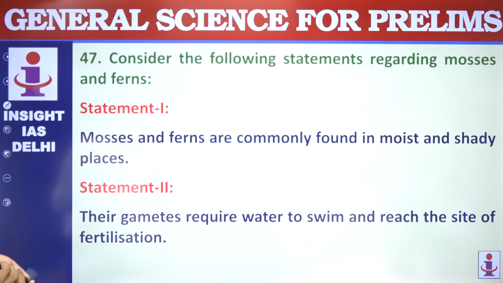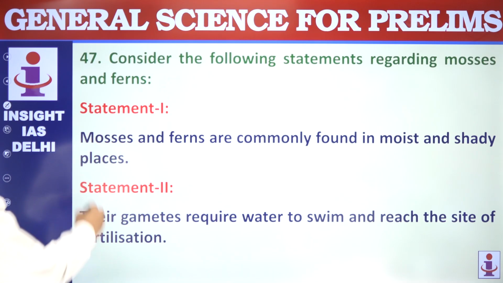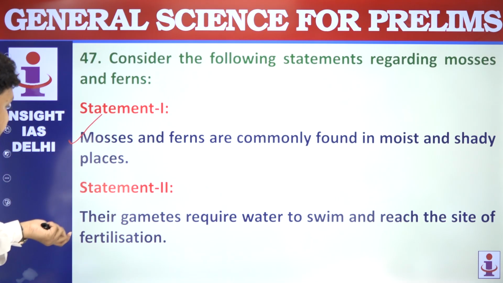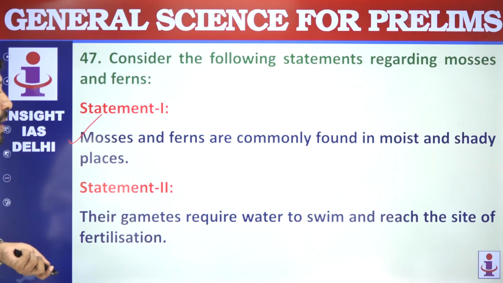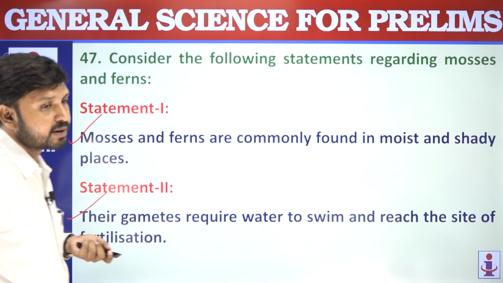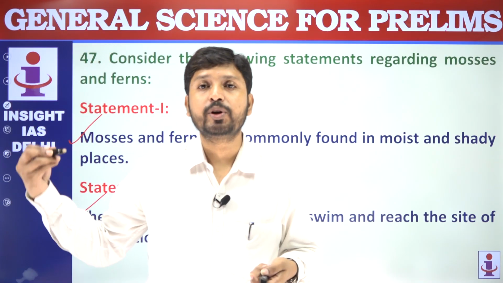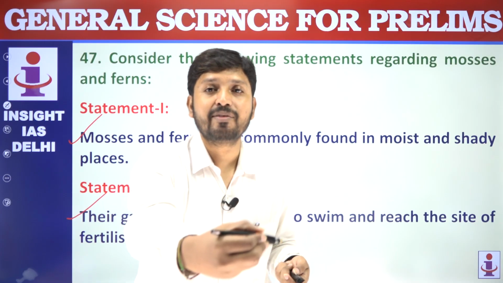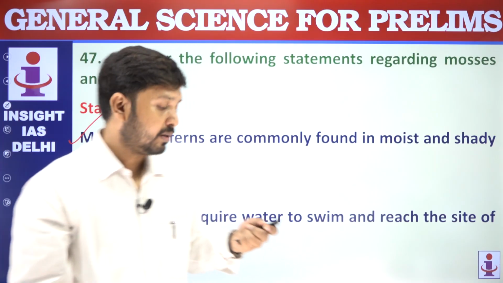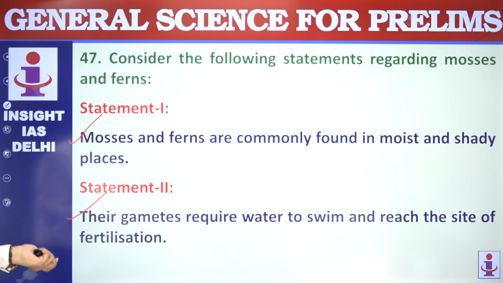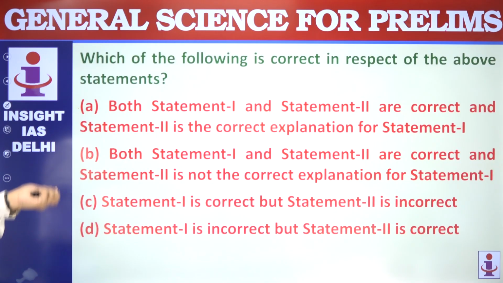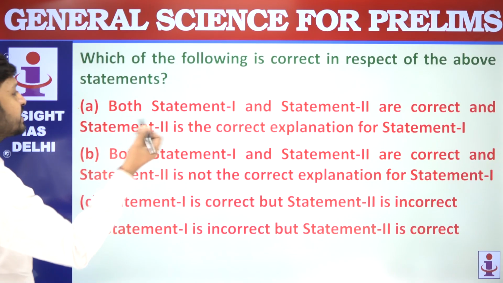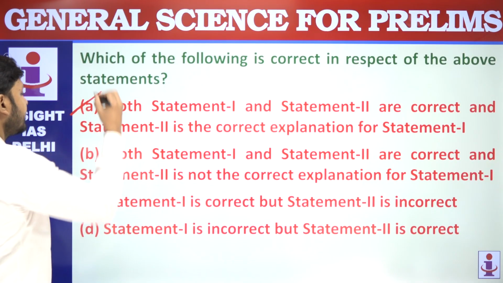Consider the following statements regarding mosses and ferns. Let's see what they have given. Mosses and ferns are commonly found in moist and shady places. This is the right statement. And statement 2, their gametes require water to swim and reach the site of fertilization. This is also right, because mosses and ferns reproduce through spores, so because of that these have to travel, then only they can fertilize. Which of the following is correct? So both statements are correct and explain each other. So this is the right one.